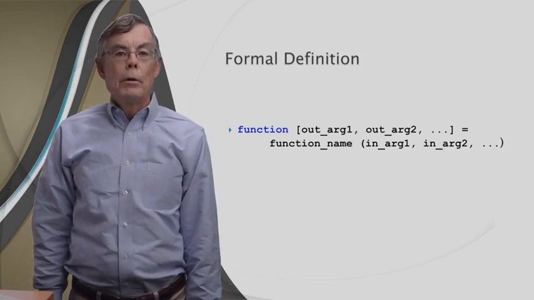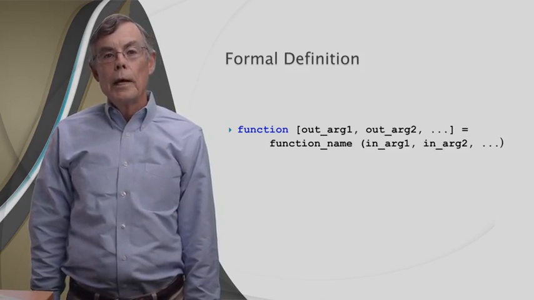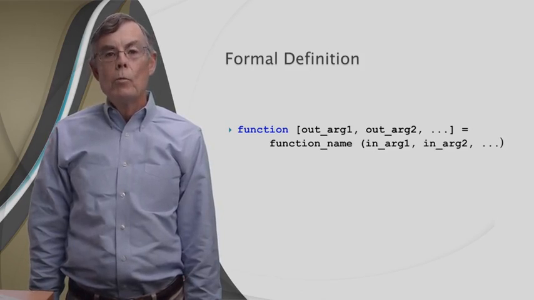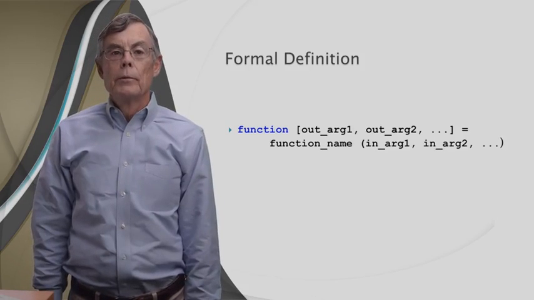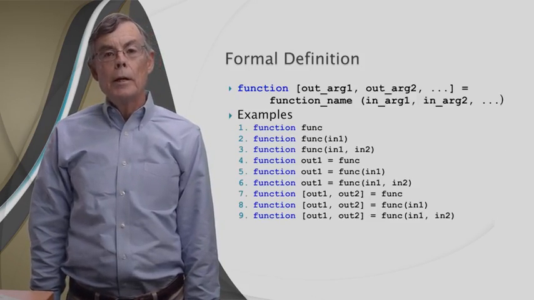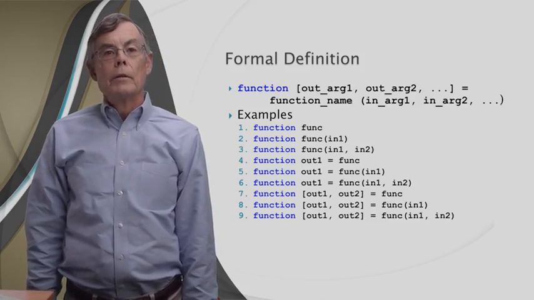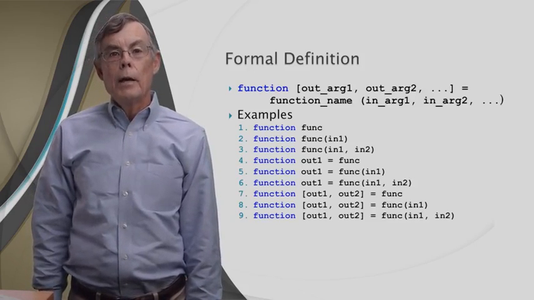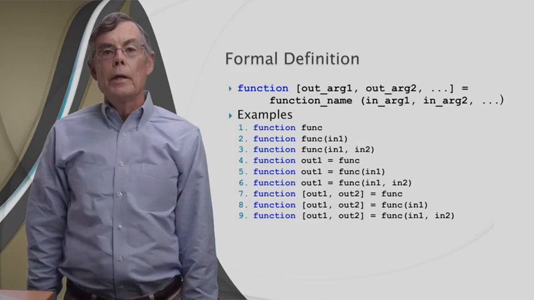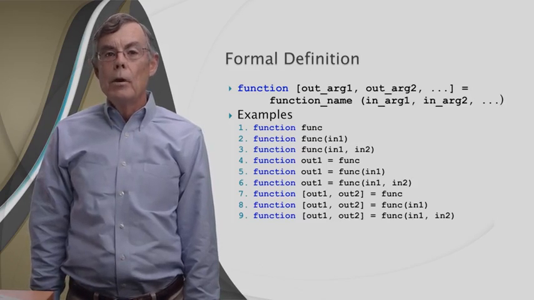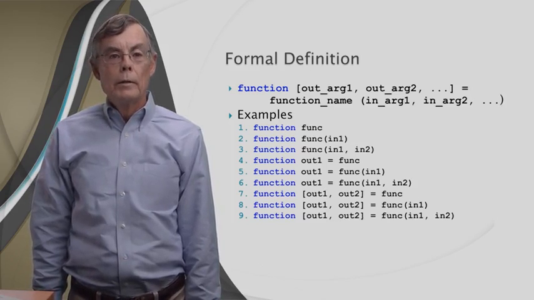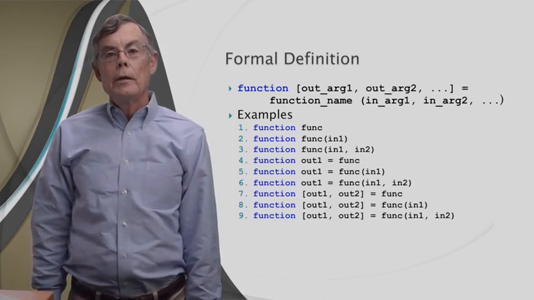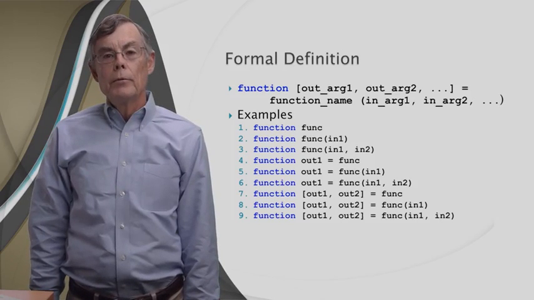You can have 0, 1, or multiple output arguments, and 0, 1, or multiple input arguments. And you can have them in any combination. In fact, here are all 9 possibilities, starting with a case in which there are no output and no input arguments, in example 1, and ending with a case in which there are multiple output arguments and multiple input arguments, in example 9.